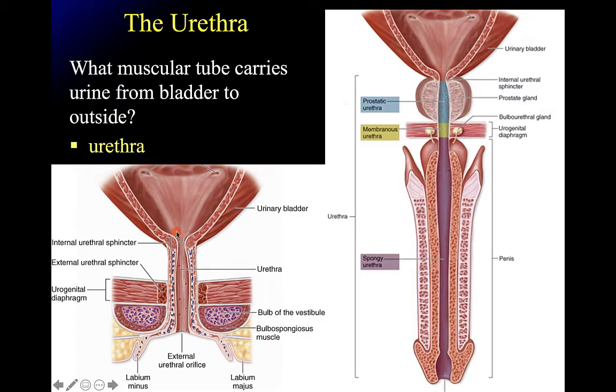In the female, there's a relatively short urethra leading to the outside. We find this opening between the labia. You can see labia minus here is the singular form of labia minora. And so it's opening up into an area referred to as the vestibule. In the case of the male, we have to go through the prostate, through the portion of the penis that is in the body, and then through the portion of the penis which is out of the body.